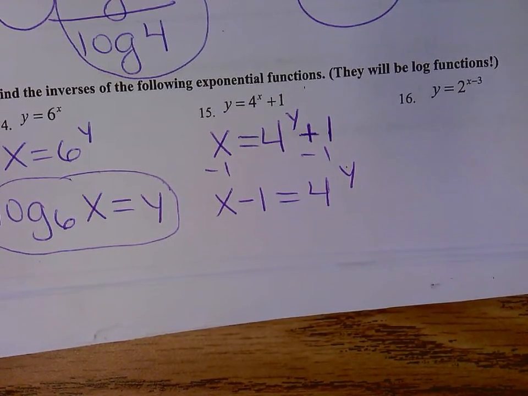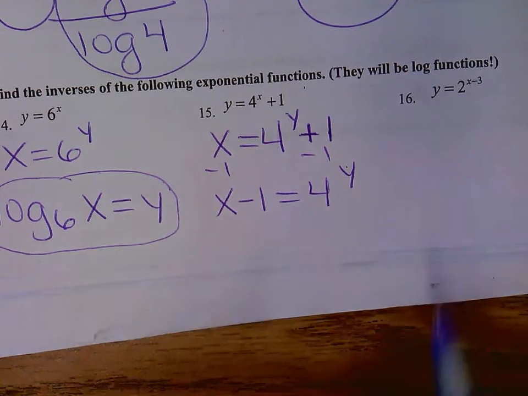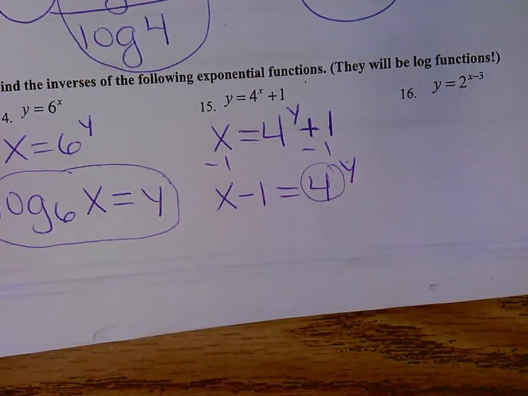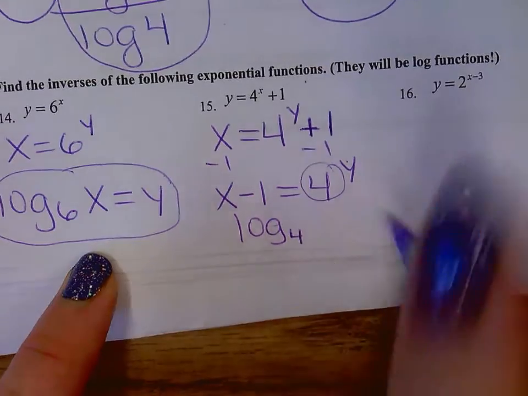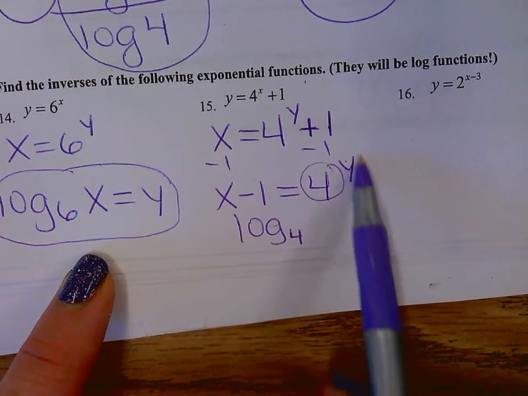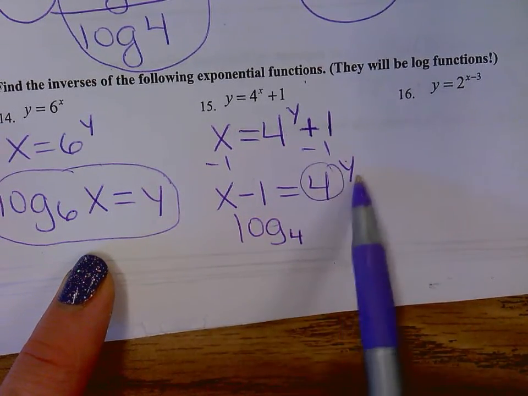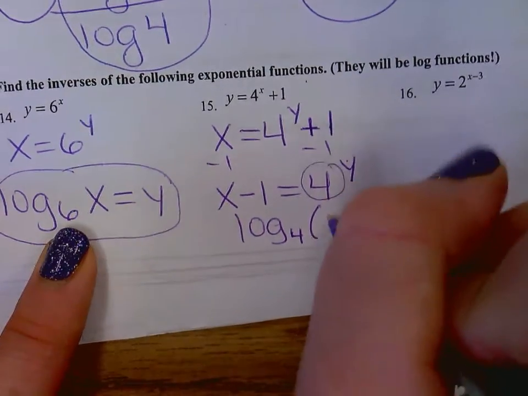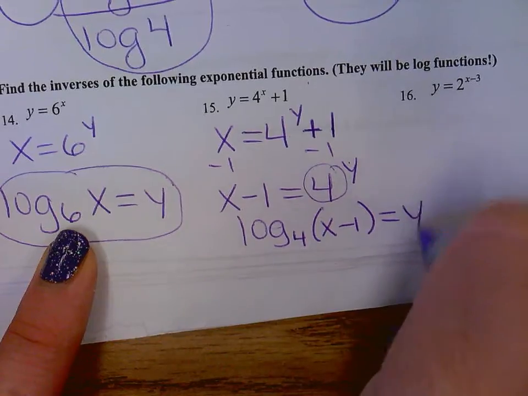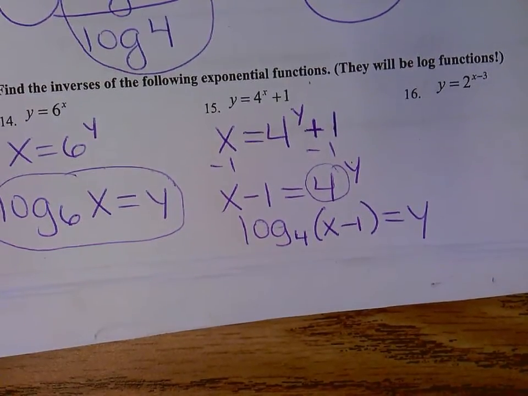So if I'm stuck in exponential world, I'm going to rewrite it in log world. So the base of my log is going to be the 4 because that's the base of my exponent. And then remember, I trade whatever was inside the function, y is inside the function, is going to go outside, and whatever's outside the function is now stuck inside the log. So that actually is my final answer.